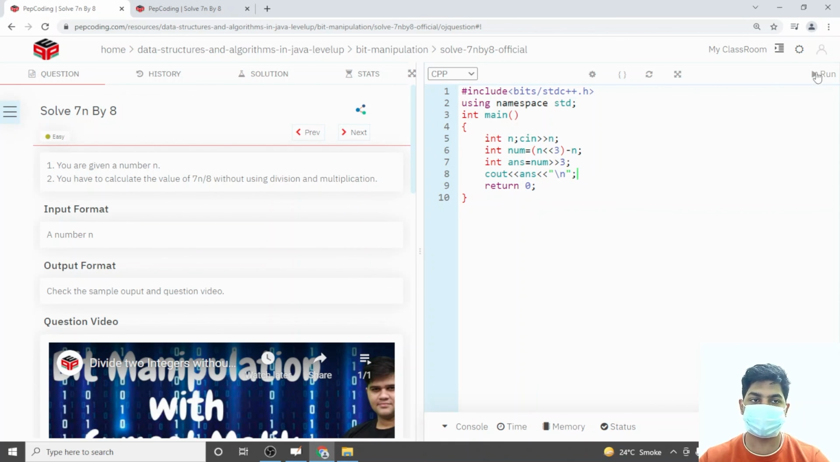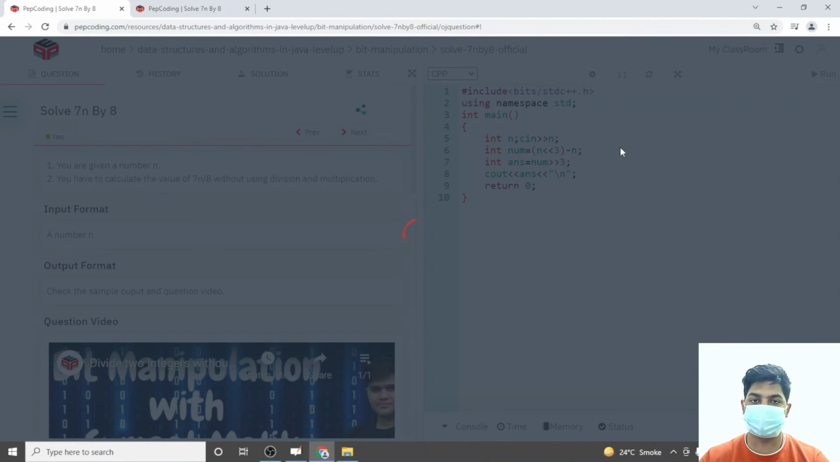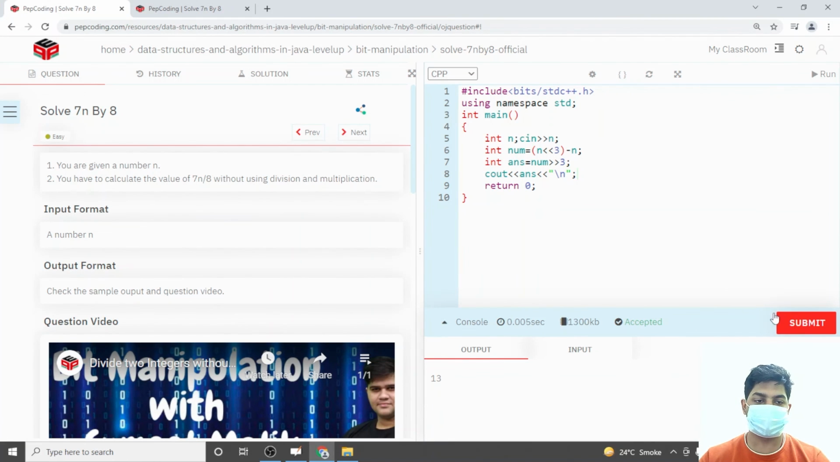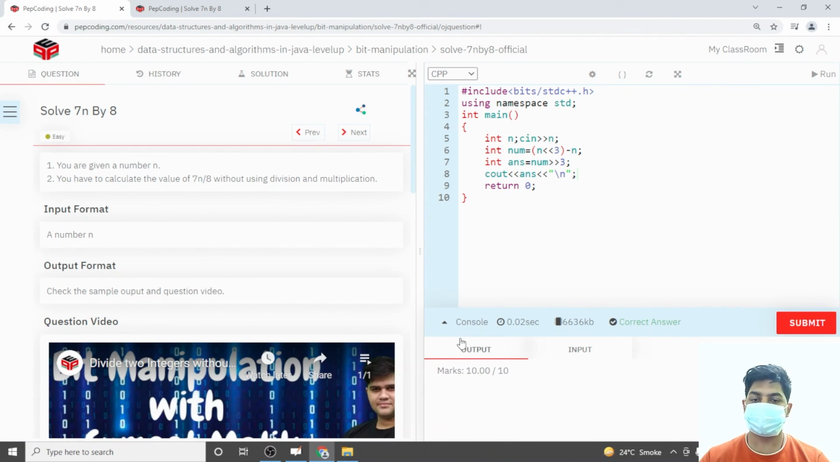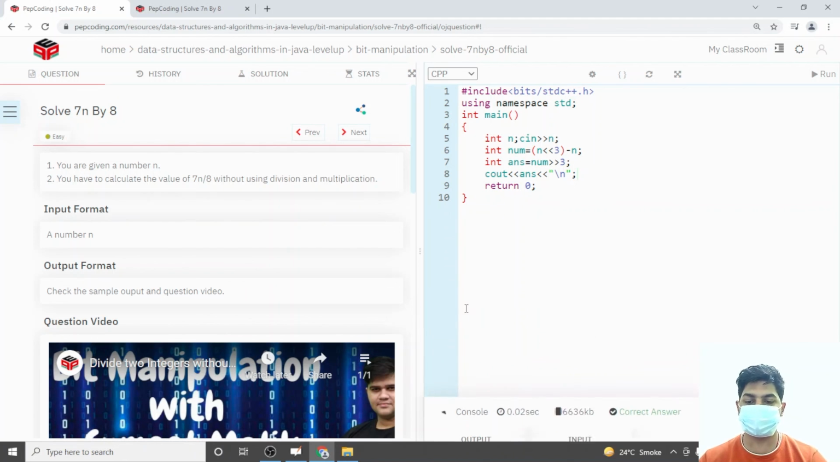Let's try to run this code. It is giving the correct answer. Let's try to submit it. It is getting accepted. So yeah, this was for this particular problem.